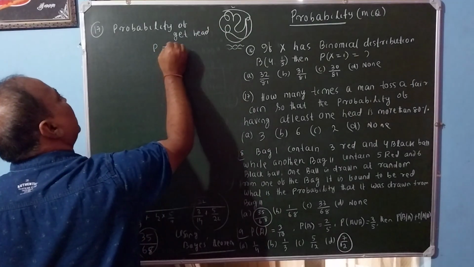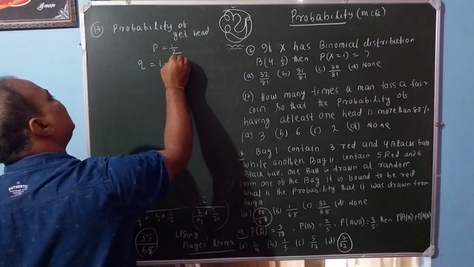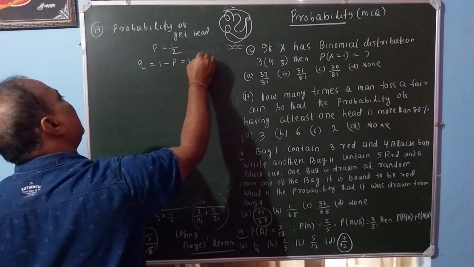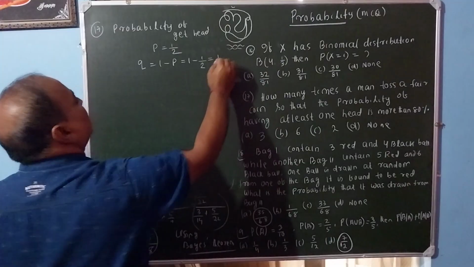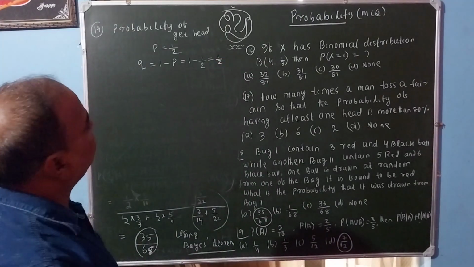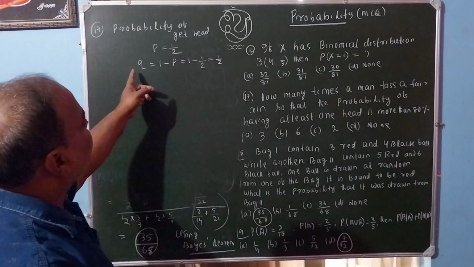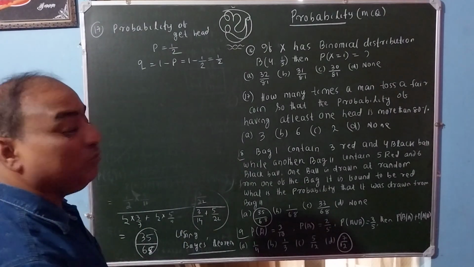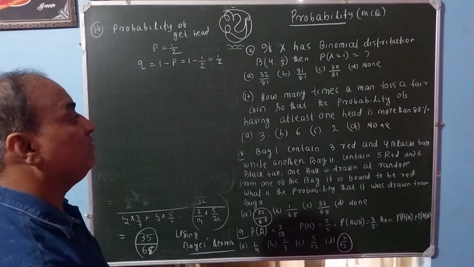P is equal to 1 by 2. Q is equal to 1 minus P, that is 1 minus half, that is half. Okay. Probability of P is equal to half. Q is equal to 1 minus 1 by 2. So P plus Q is always 1.